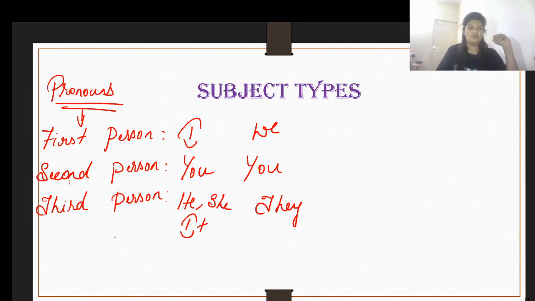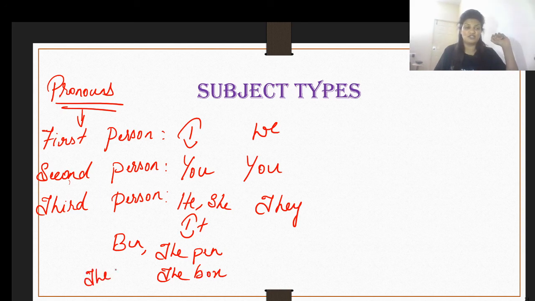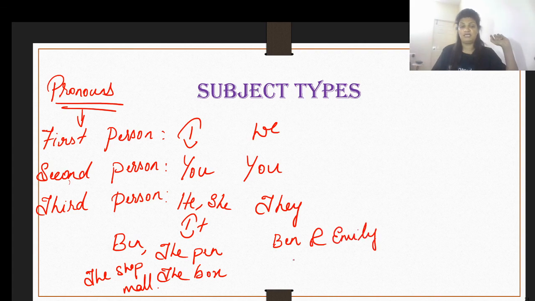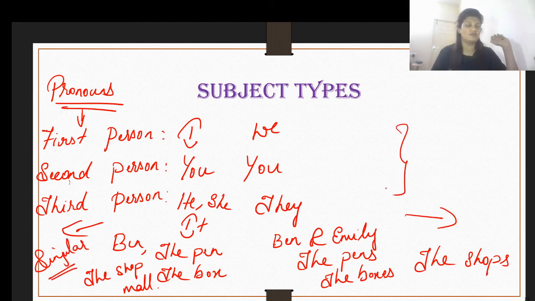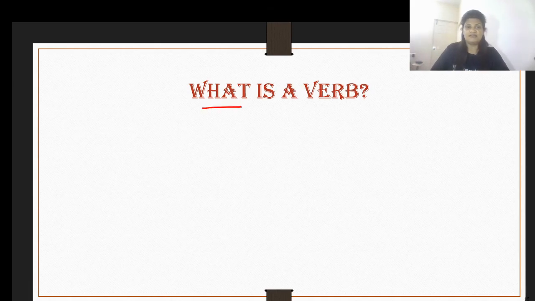Well, when it comes to nouns, in singular, we can refer to the name of a person or name of a thing, like the pen or the box, or we can also refer to a place like the shop or the mall. These are singular nouns. In plural, we can maybe club 2 nouns like Ben and Emily, or we can plural the thing like pens or the boxes, or for the plural of the shop, we can make it as shops. So these are plural subject nouns and these are singular subjects. These are the different types of subject types that we have when we are going to conjugate our subject and verb in tenses. Next is a verb.